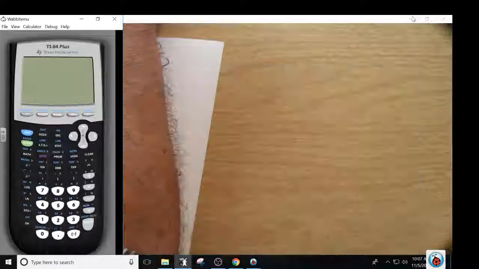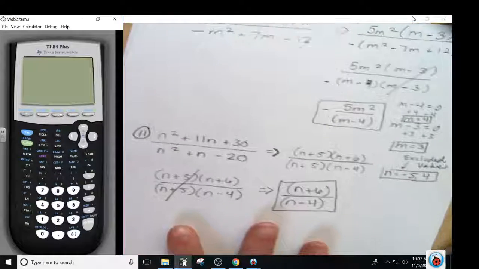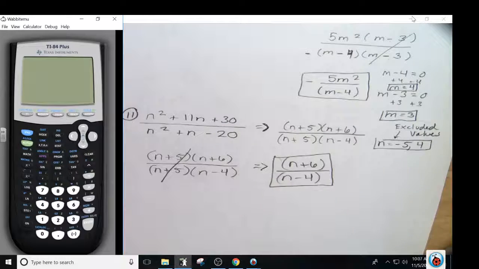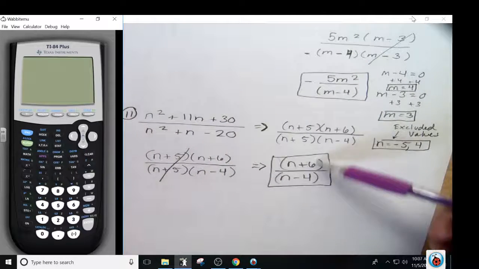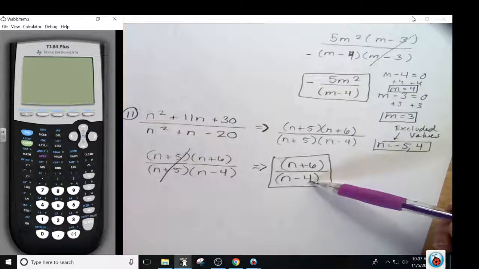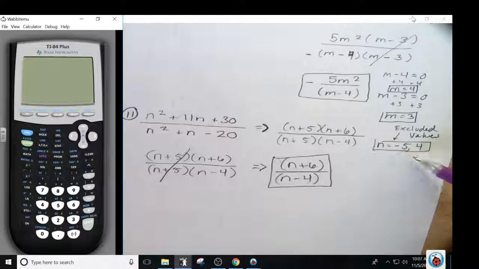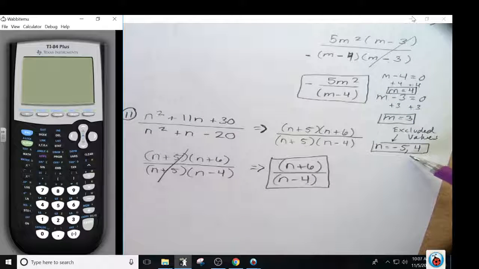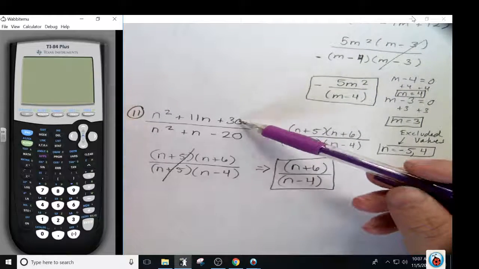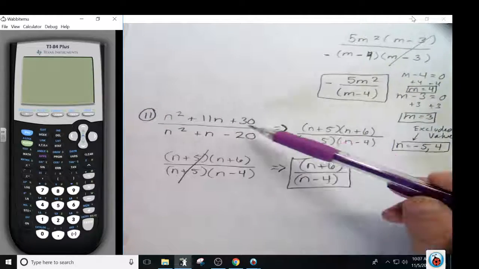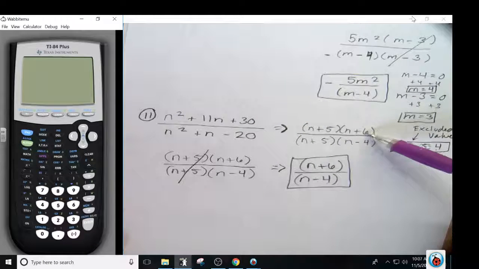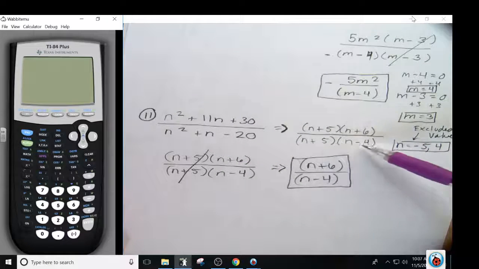Let's compare answers. All right, this is what you should have. This is your simplified version. These are your excluded values. Now, how I got my excluded values: I factored this. That factored to n plus 5, n plus 6. This factored to n plus 5, n minus 4.